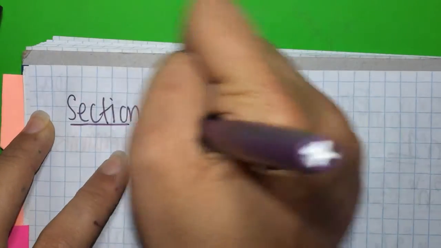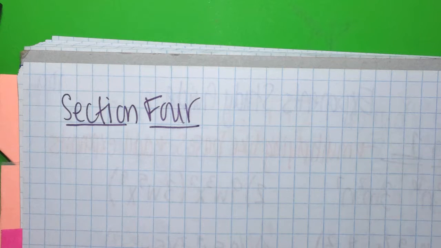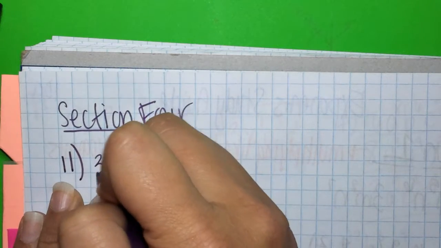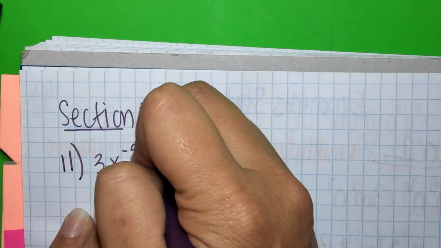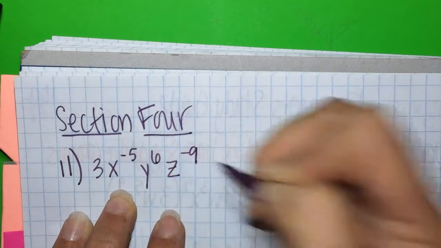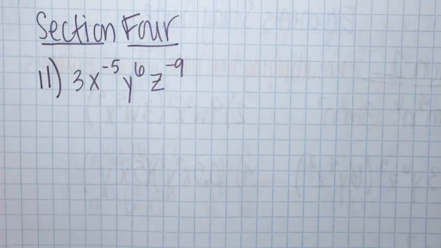What do you think this one's going to be? No clue. What was section 1? Multiply my bases, and then section 2 was dividing my bases, and section 3 was power to a power. So what do you think section 4 is going to be? Negative exponents. Look at you going, looking at your foldable. Hey, when in doubt, look at your notes.